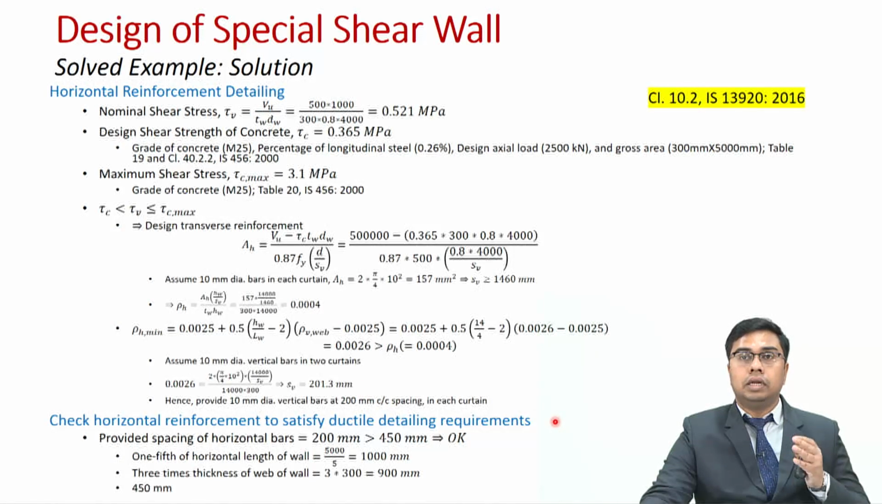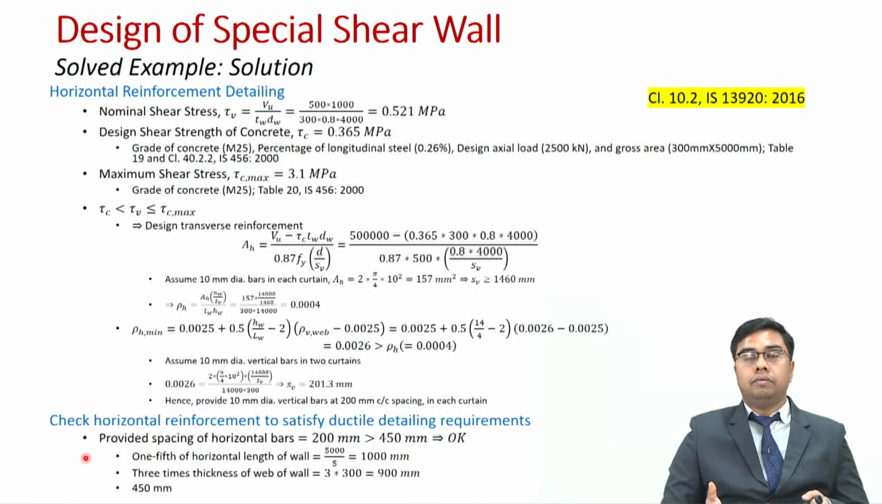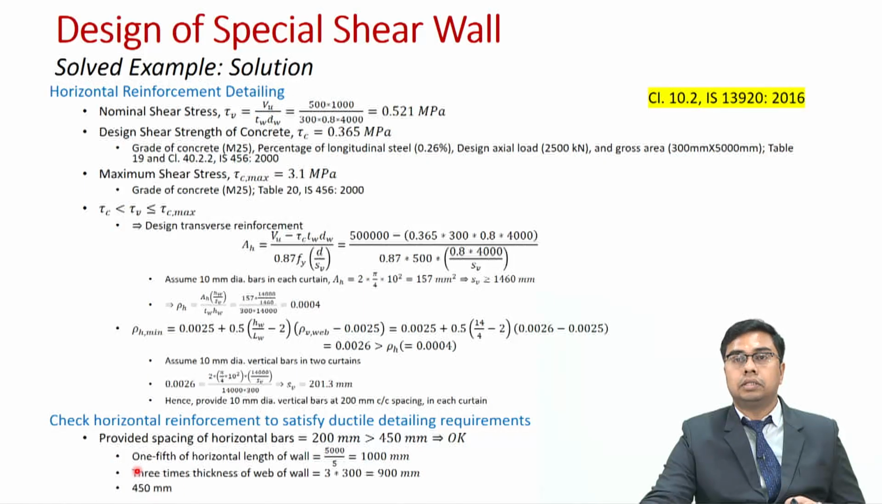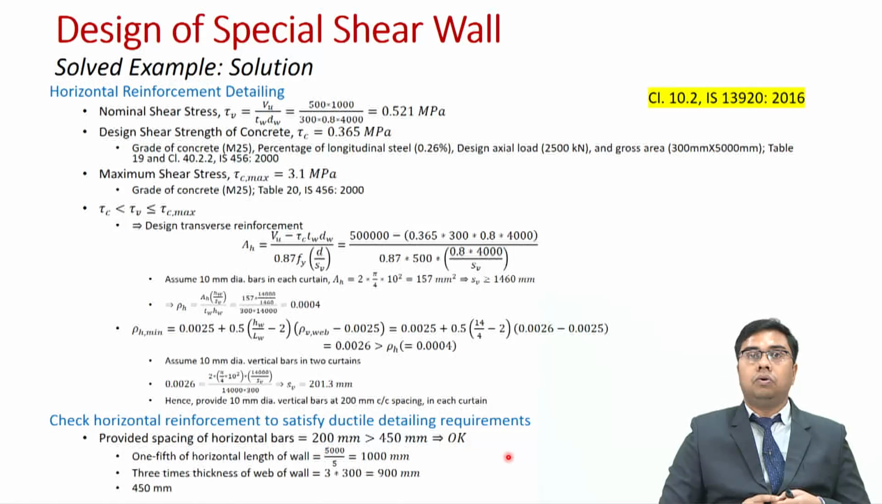Now, let us check whether this horizontal reinforcement is satisfying the ductile detailing requirements or not. So, again we have the similar three criteria which were also true for vertical bars, which is 1/5 of the horizontal length of the wall, which is coming to be 1000 mm, 3 times the thickness of the wall, which is now coming to 900 millimeters, and 450 millimeters. So, we need to provide the horizontal reinforcement at a spacing not exceeding any of these, which means 450 millimeters. We have provided the spacing as 200 millimeters, which is less than 450 millimeters, and hence it is okay or appropriate.